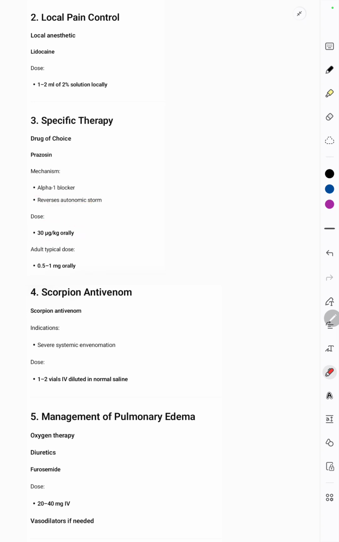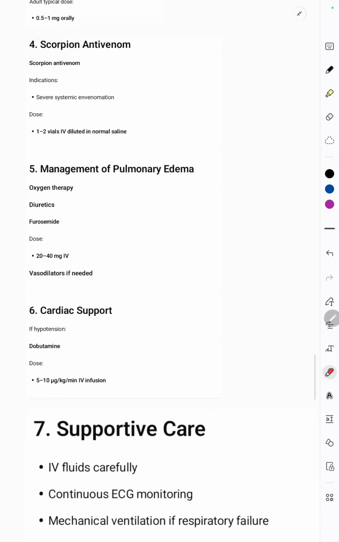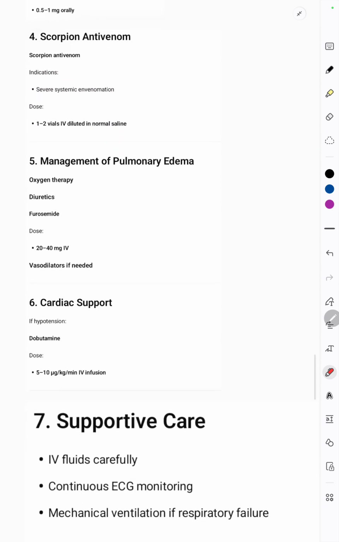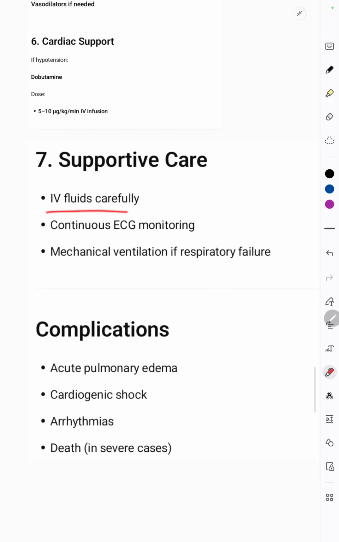It is given 30 microgram per kg orally. So the typical dose is about 1 milligram orally. And scorpion antivenom is given for severe systemic envenomation, 1 to 2 vials IV. Then management of pulmonary edema: for that, oxygen therapy is given, diuretics, that is furosemide 20 to 40 milligram IV. Cardiac support is by dobutamine, and the supportive care is IV fluids, but they should be given carefully.